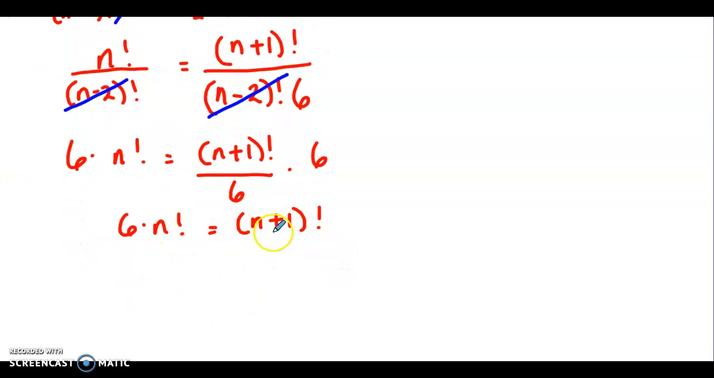We then take the larger factorial. We can see (n plus 1) factorial is bigger than n factorial. So I'm going to rewrite (n plus 1) factorial as (n plus 1) times n factorial, since 1 less than n plus 1 is n.